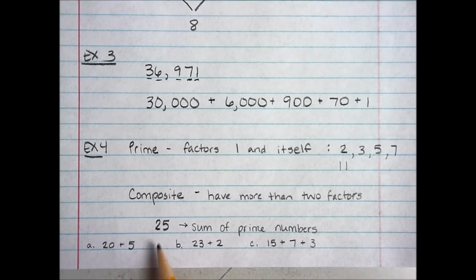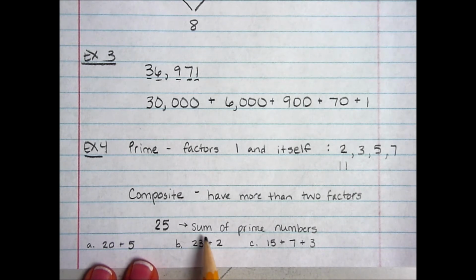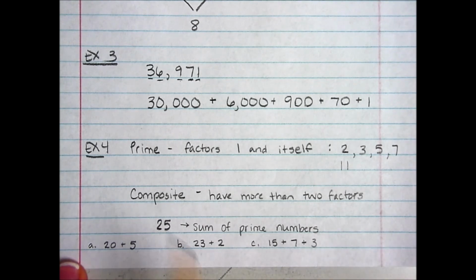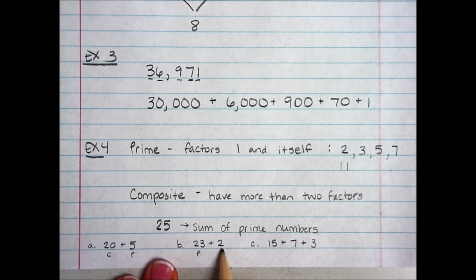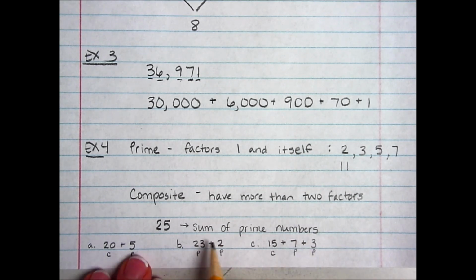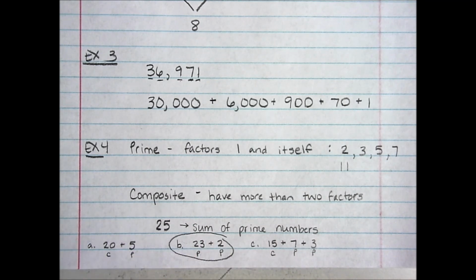On this example, they'll give you a number and ask you which one shows this number as a sum of prime numbers. So what you'll need to do is look at all of your answer choices and decide which answer choice has only prime numbers. So when we look at A, 20 is a composite number, 5 is prime, but they're not both prime. All right, and then on B, 23 is prime and 2 is prime. So it looks like B is our answer. Let's double check C. 15 is composite, 7 is prime, 3 is prime. So B would be the answer because they are both prime numbers.